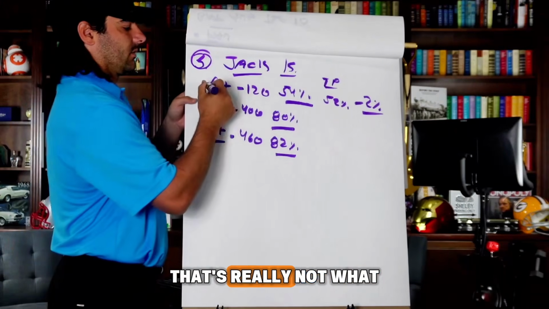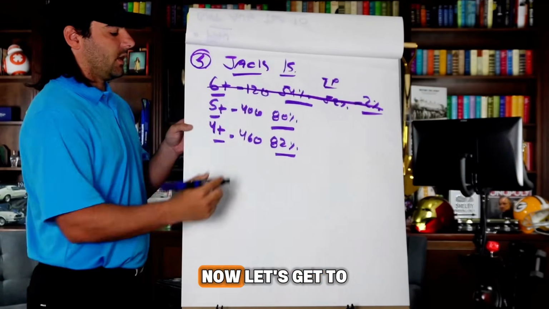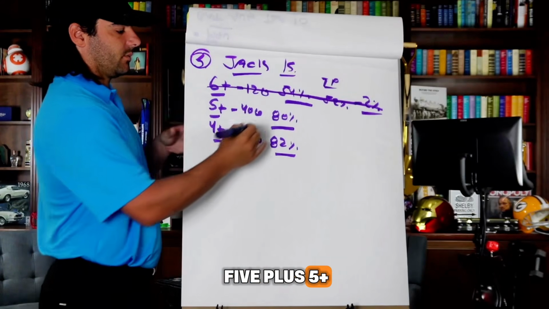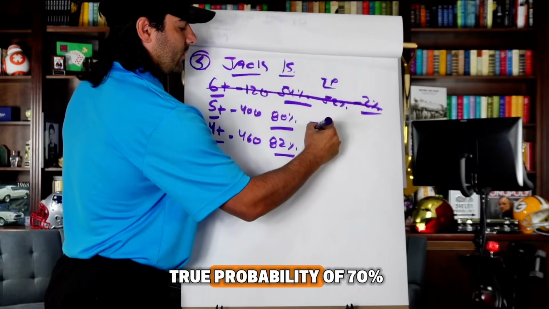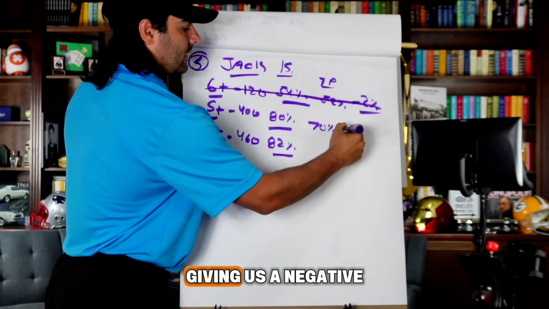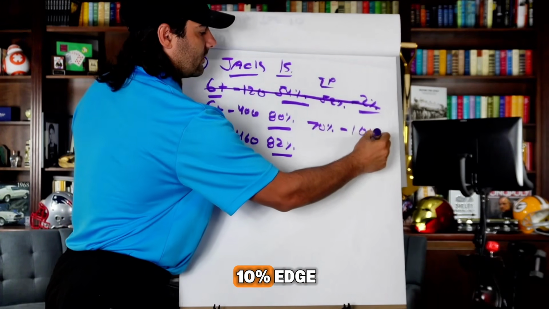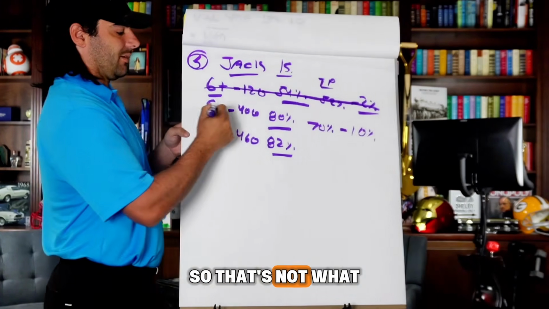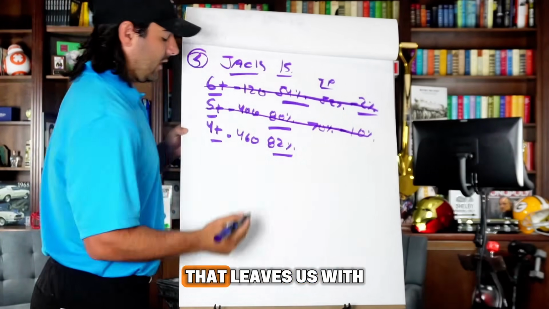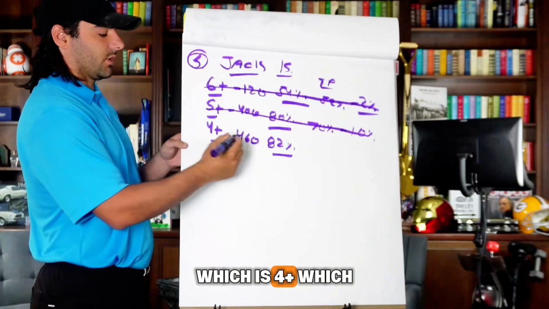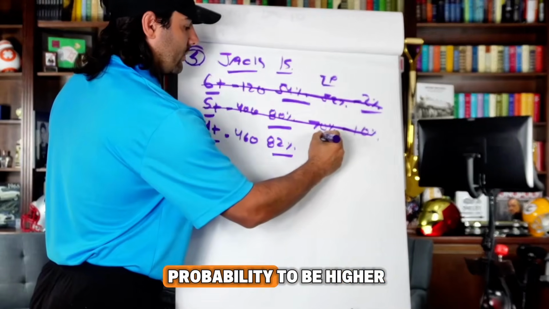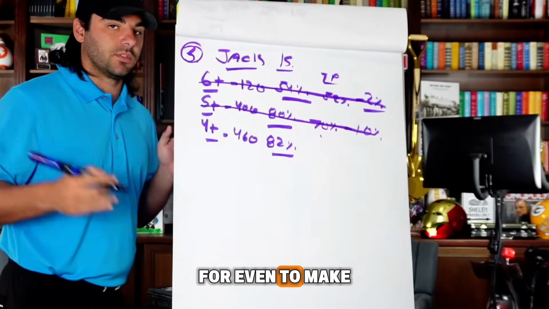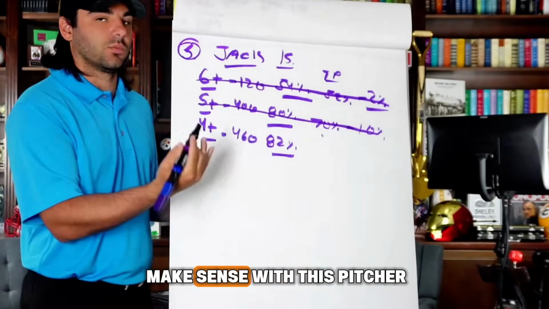We don't like that. That's really not what we want, so we're going to cross that out. Now let's get to 5 plus. At 5 plus, we have an implied probability of 80%, but we have a true probability of 70%, giving us a negative 10% edge. So that's not what we want either. That leaves us with one option, which is 4 plus, which is an 82% implied probability. We need the true probability to be higher than this to make a play that makes sense with this pitcher.